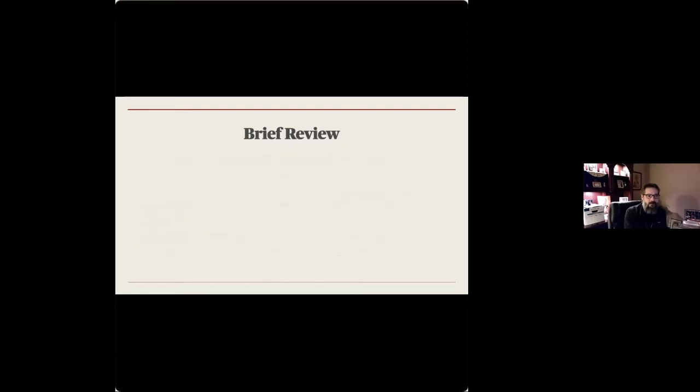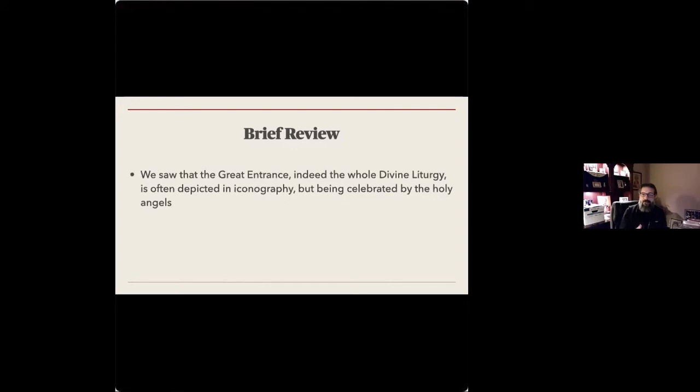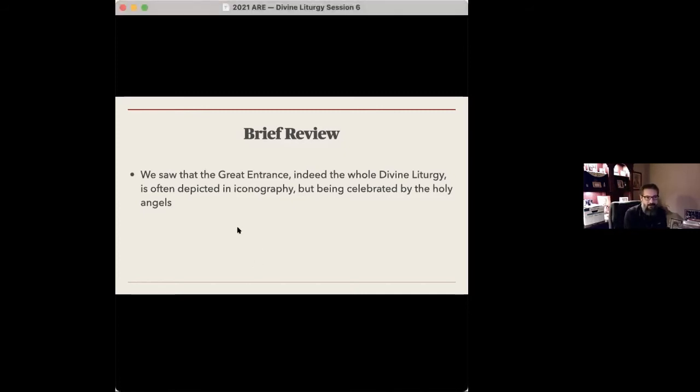So we saw that the Great Entrance, and really the whole liturgy, is often depicted in iconography as being celebrated by the holy angels. If you remember, I used imagery from our own church, with the angels in procession going from and coming to the altar where Christ is presiding. We're going to see that again today. And we chant the Cherubic Hymn. And this leads us to the first part of tonight's session.